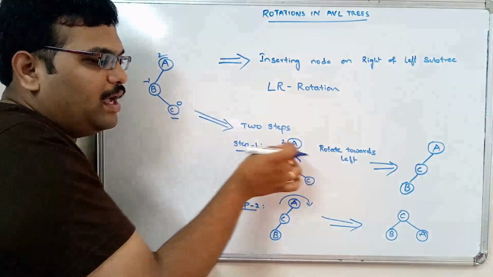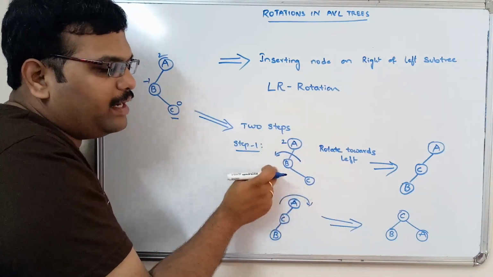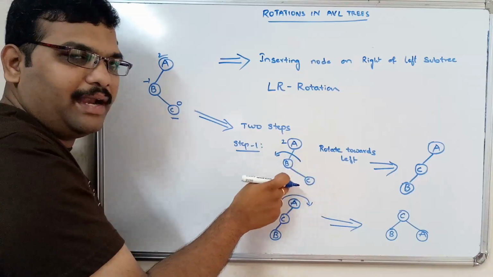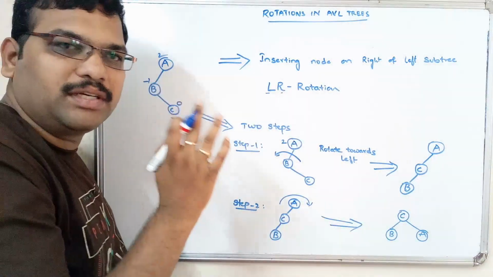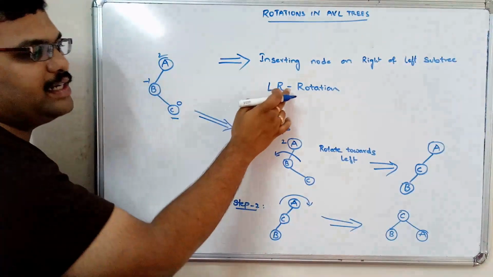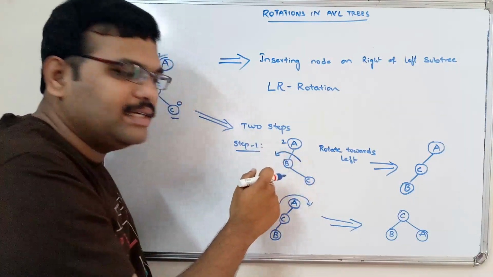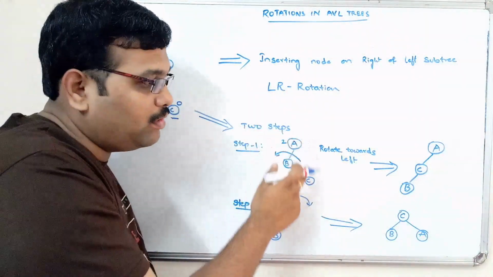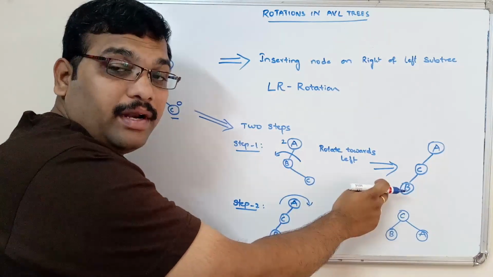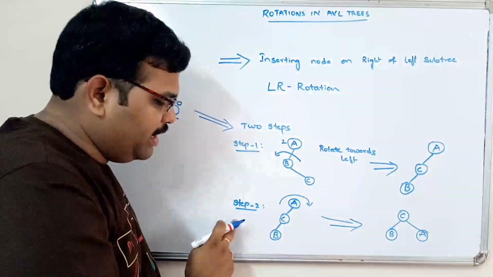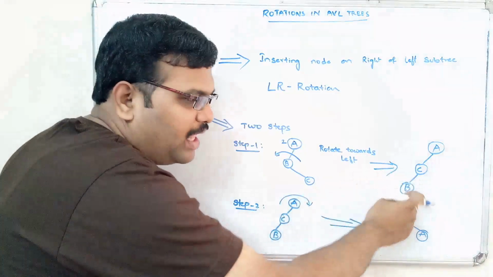First step: other than the root node, rotate all the remaining nodes towards the left side. Simple logic: first apply the left, then apply the rotation. First rotate all the nodes except the root node. Then obviously we'll get the left skewed tree. In the second step, since it is left skewed, as we have seen with the LL rotation, we have to apply the LL rotation.